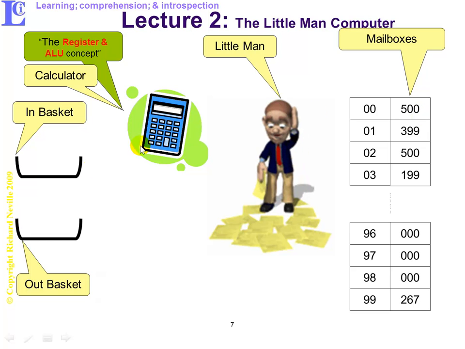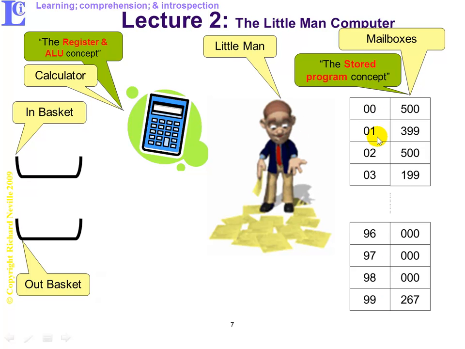So now we can see that we can move information in from the in basket to the calculator, and we can also move it from here to a location in a mailbox. And the program is sequenced. How do we sequence through a program? Is this the program? Well, we do it. By the way, this is called a stored program. So it's not an external piece of tape which holds the program. It's internal, hence it's called the stored program concept.